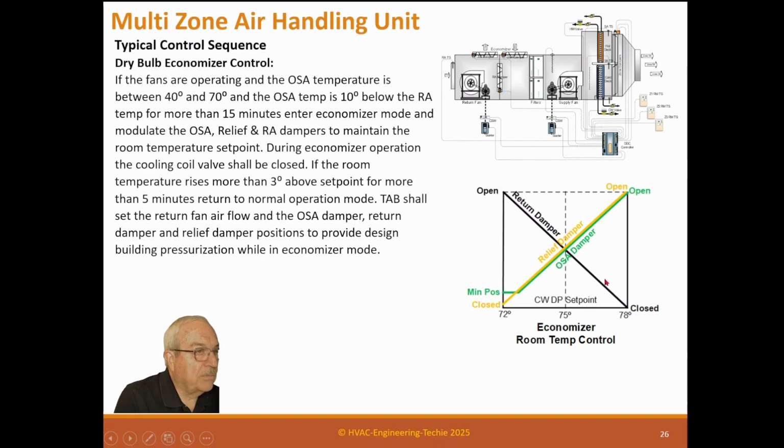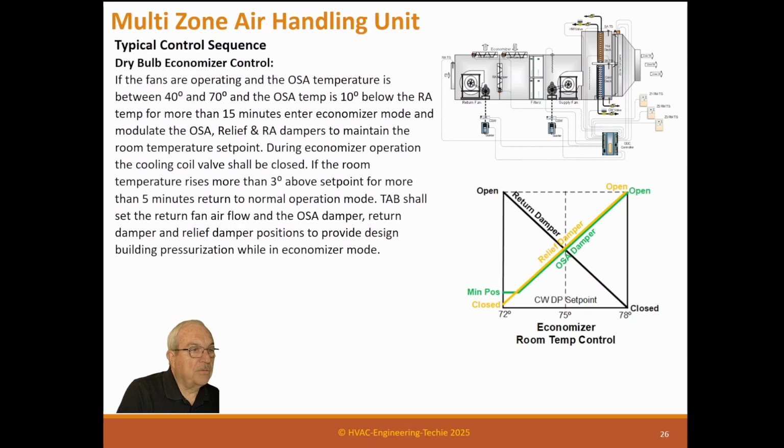Typical control sequence, so it's a dry bulb sequence. Basically, when the fan operates, the outside air temperature is between 40 degrees and 70 degrees, and the outside air temperature is 10 degrees below the return air temperature for more than 15 minutes, go into economizer mode and modulate the outside air, relief, and return air dampers to maintain the room temperature set point. During economizer operation, the cooling coil valve should be closed. If the room temperature rises more than 3 degrees above set point for more than 5 minutes, return to normal operating mode.